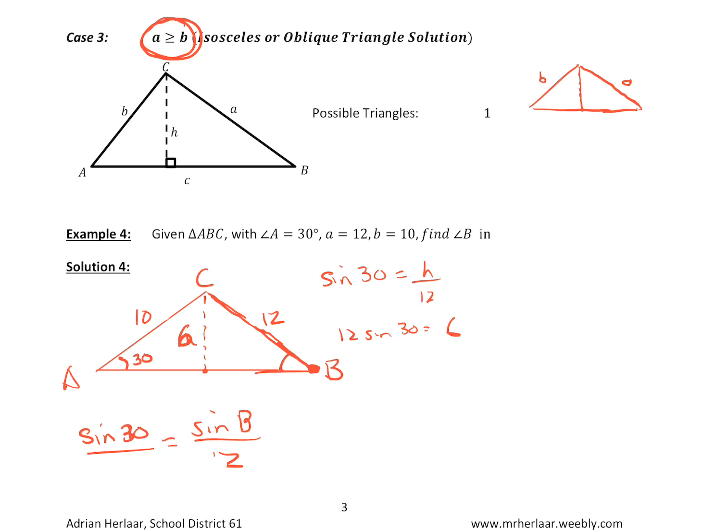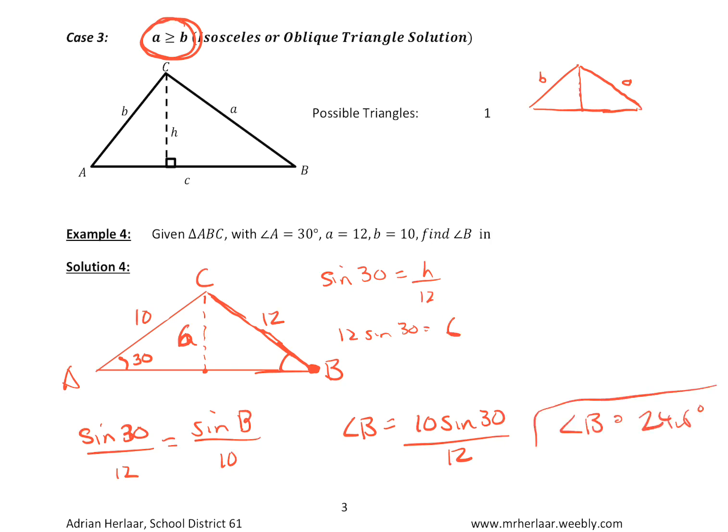Sine of 30 over 12 is equal to sine of B over 10. And then we solve for sine B, and you end up with angle B is equal to 10 sine 30 over 12. So angle B is equal to 24.6. And then you can find angle C.